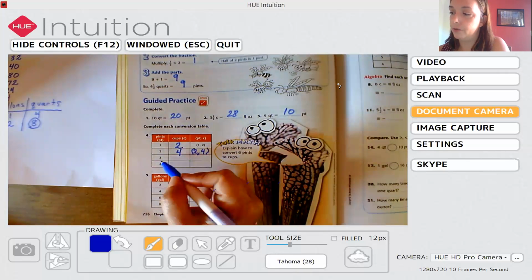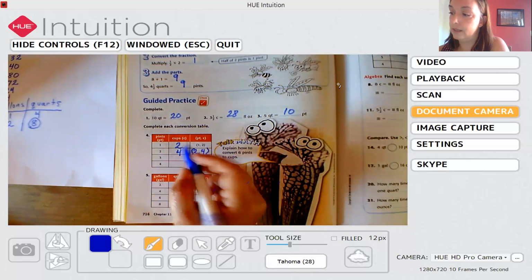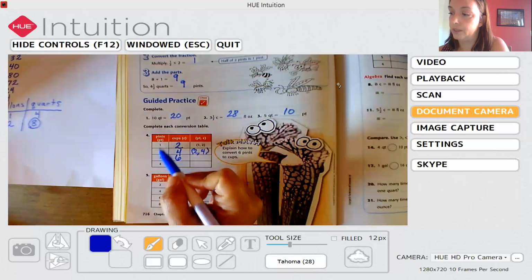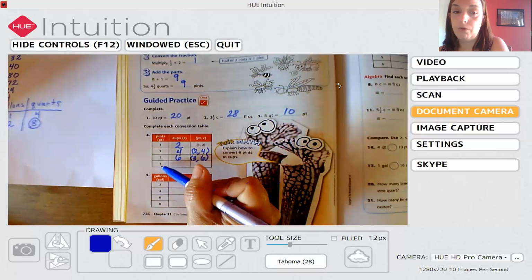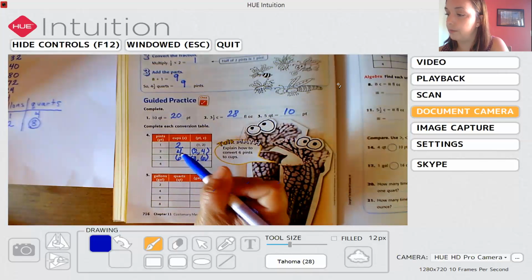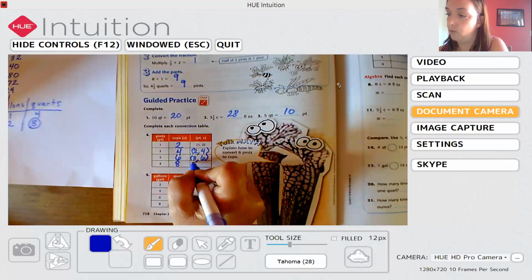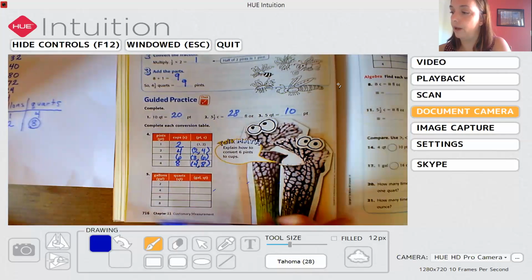Now if I do 3, well, I can do 3 times 2 is 6, or I can think 2 plus 1 is 3, so 4 plus 2 is 6. So my ordered pair is 3, 6. And then for my 4, I can double the amount from 2. If I double 4, that's going to be 8. Or I can say 4 times 2 is 8. So 4 pints, 8 cups. That's my ordered pair.